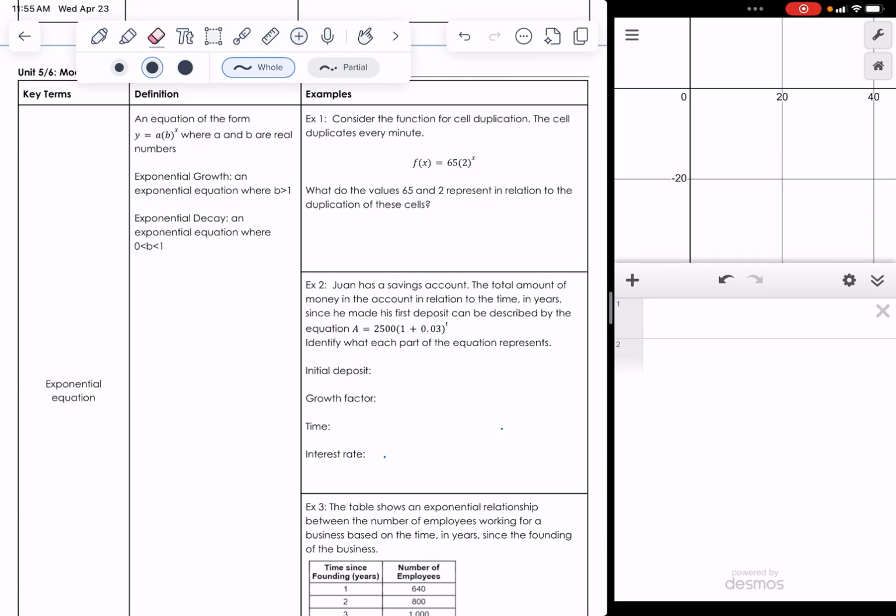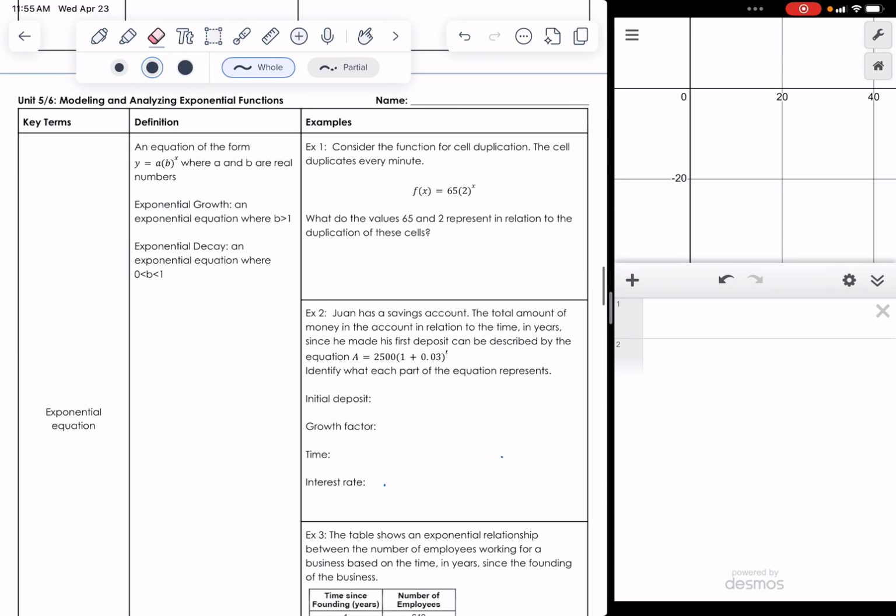All right, let's keep going with our quick review. We're going to jump into Unit 5 and 6 here, which is exponential functions. So we know exponential functions have to do with repeated multiplication, which is why we have an exponent as our variable. So equations in the form y equals a times b to the x. We know that a is our initial value, and b is our factor.